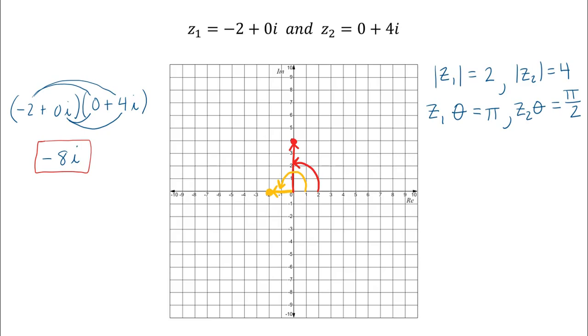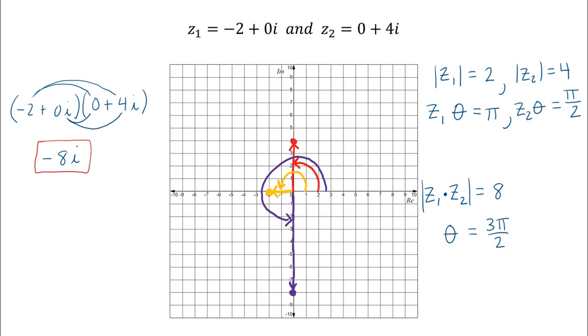Now let's plot the result of negative 8i. Negative 8i would be here on the complex plane. The modulus of negative 8i is 8 because the point negative 8i is 8 units away from the origin. And the theta associated with negative 8i would be 3 pi over 2. Now the question is, do we see a pattern?